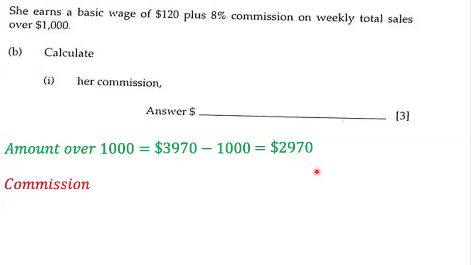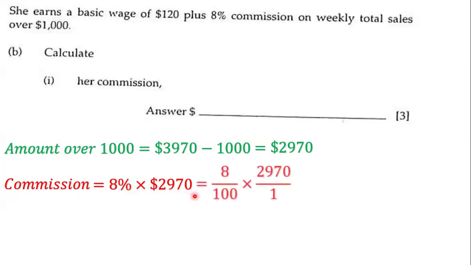And so her commission is going to be 8% of what? 8% of the amount of her total sales that exceeded $1,000, which is $2,970. And so 8% multiplied by $2,970, we take our percentage and we express it as a fraction. We take 2,970 and we put it over 1.